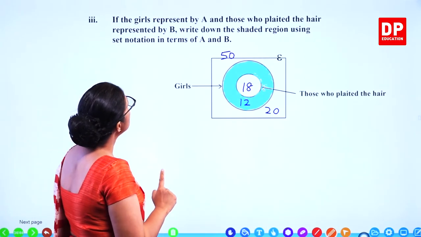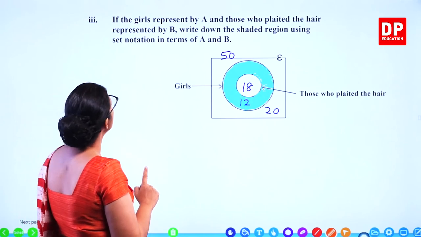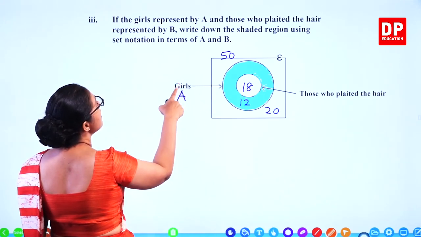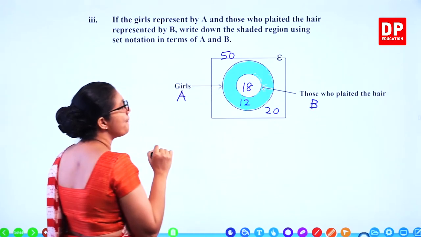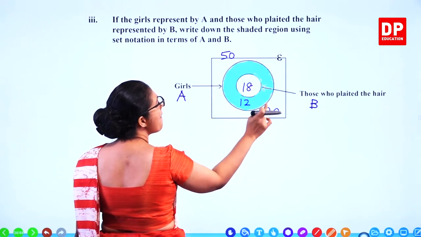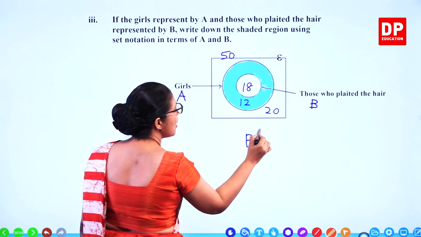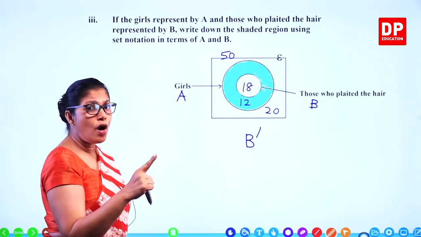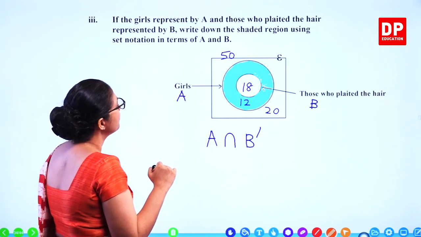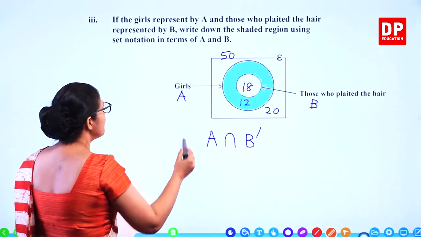Third part, if the girls represented by A and those who plaited the hair represented by B, write down the shaded region using set notation in terms of A and B. So we know that it says A is girls and B is those who plaited the hair. So what is the shaded region? This is inside A but outside B. So what is outside B means? B dash. But inside A. So the common region for A and outside B. A intersection B dash is the shaded region. So how many marks for that step? 2 marks you are getting.